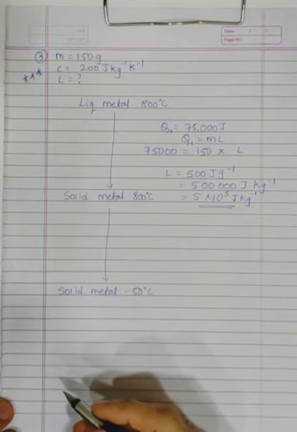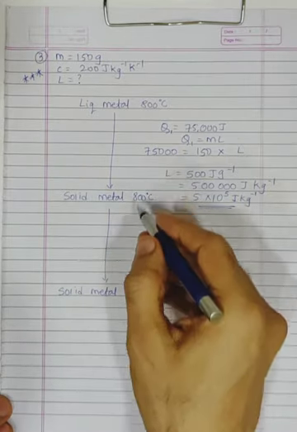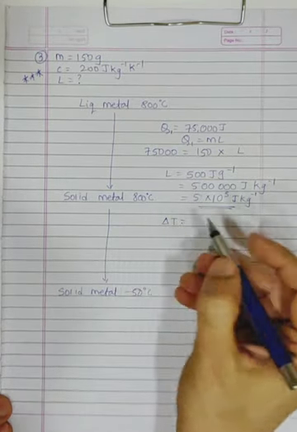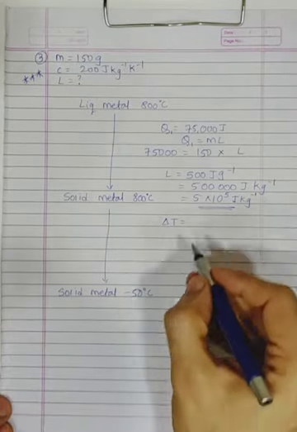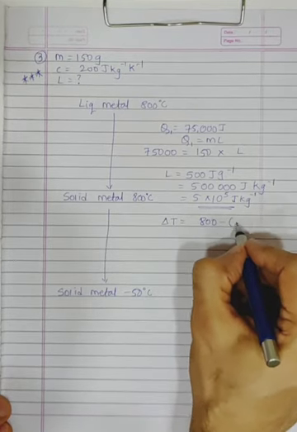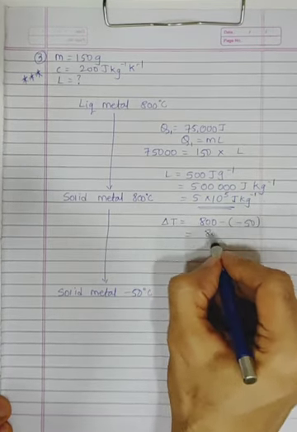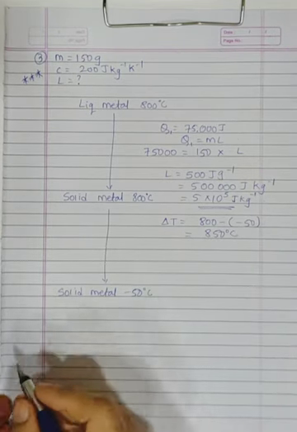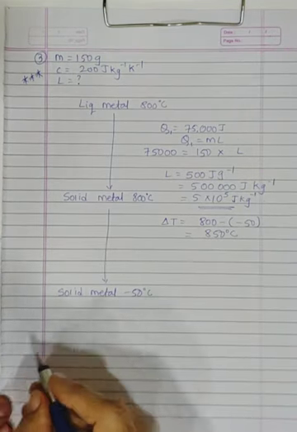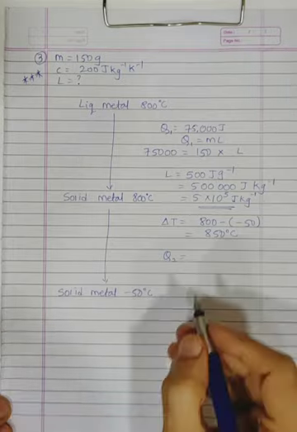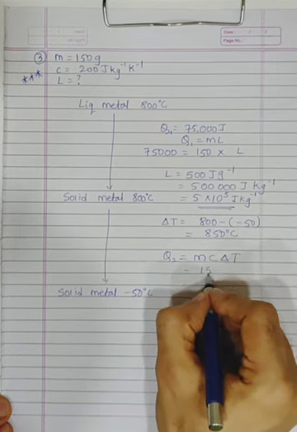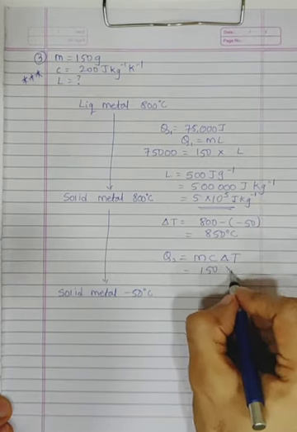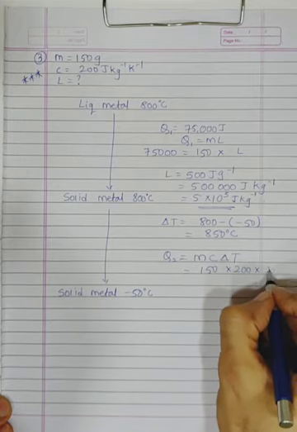Now solid metal at 800 to solid metal at minus 50. First tell me, what is delta T for this? While you cooled it from 800 to minus 50, what is the delta T? The delta T will be 800 minus 50, which is equal to 850 degree centigrade. Correct? You are asked to find how much heat it will give out in going from this temperature to this temperature. So what's the formula? m c delta T. Mass is 150 gram. c is 200. Delta T is 850.